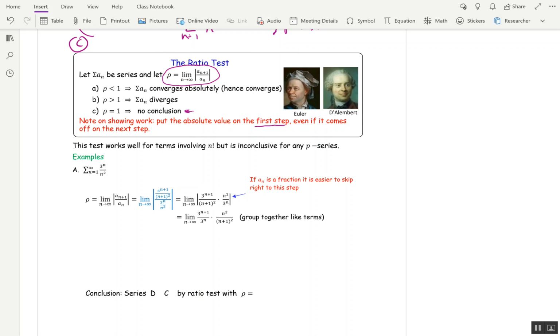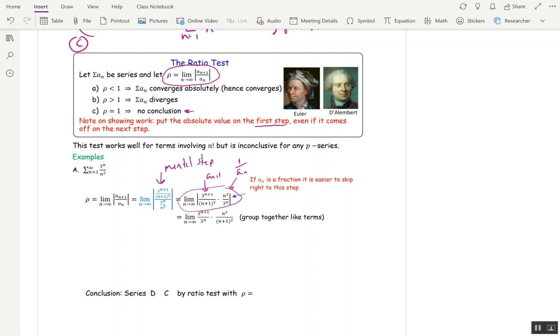I want the limit as n goes to infinity of the absolute value of a_(n+1) over a_n. Now the step in blue here is the mental step. You don't have to show it. When you divide fractions, you multiply by the reciprocal, so it's quicker just to jump to this step. I take this a_(n+1), and then instead of dividing by a_n, I multiply by the reciprocal, 1 over a_n.